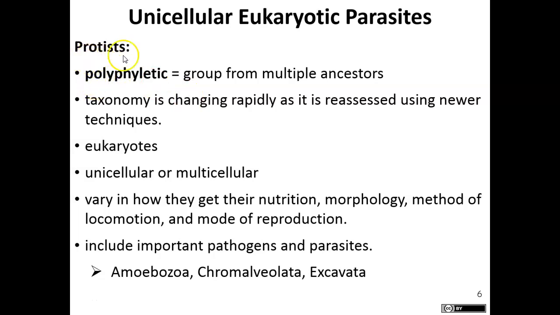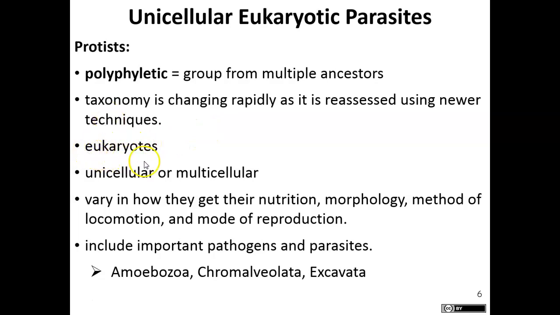So the group Protozoa is a polyphyletic group. Remember, polyphyletic means that there are multiple ancestors. So this is the group that taxonomists hate. They're always changing. They're always trying to figure out a better way because this is not what we like. We like monophyletic. Simpler, the better.